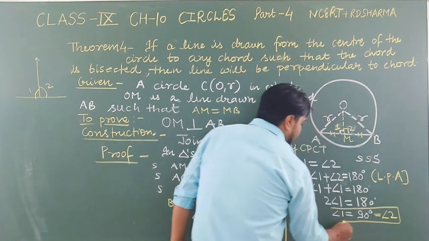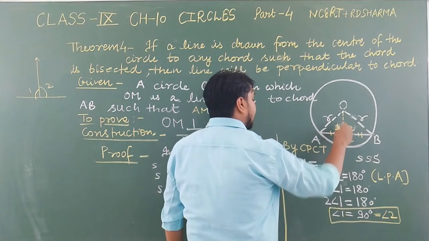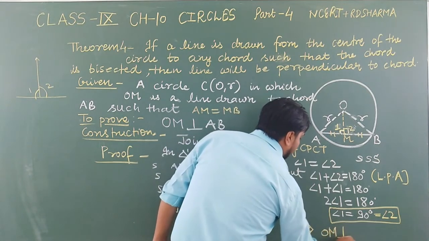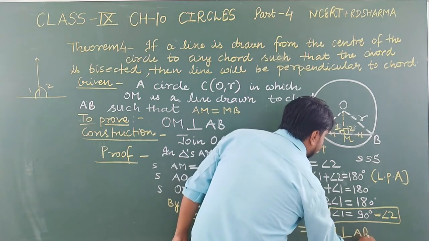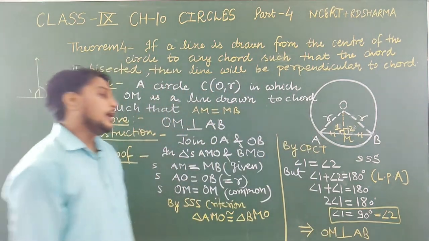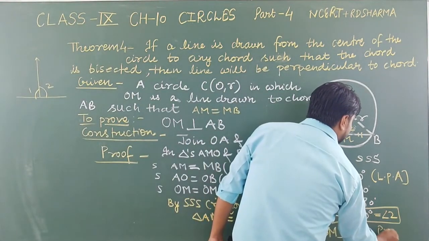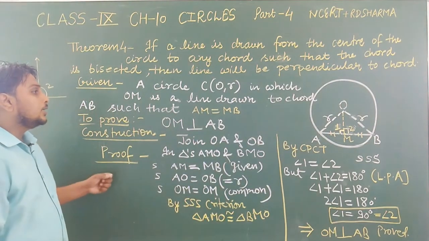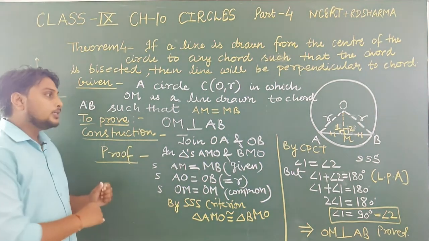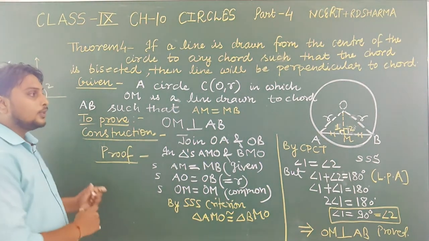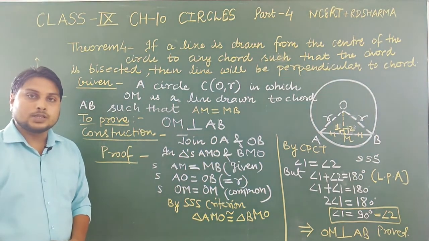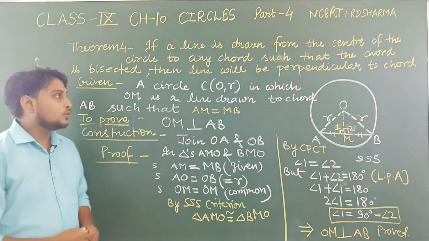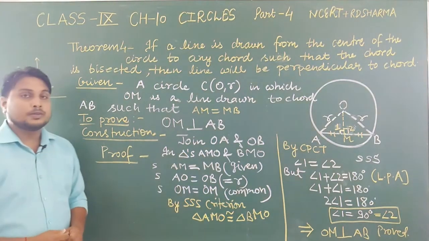Now students, if this angle becomes 90 degree, then it will imply that the OM side is perpendicular to AB. Okay, the line OM is perpendicular to AB, which was to prove here. So see students, this is the proof of the theorem that if a line is drawn from the center to any chord such that the line bisects the chord, then the line will be perpendicular to the chord of the circle. Okay, this is how you can prove this theorem. So firstly just note it down and then we will start the next topic.